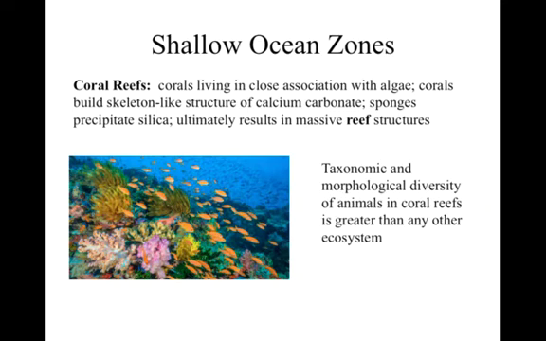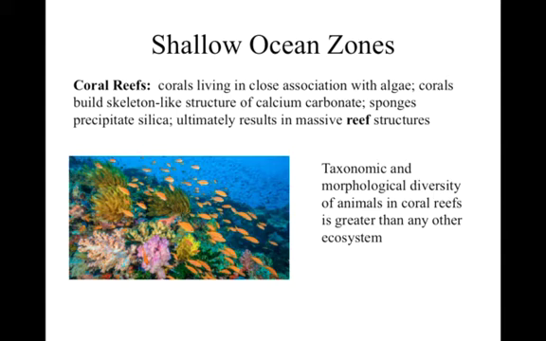Another type of shallow ocean zone is the coral reefs. Hopefully these last through your lifetime. Corals tend to live in close association with algae, and they build skeleton-like structures of calcium carbonate. Then sponges precipitate silica, and ultimately this results in a massive reef that then provides a lot of habitat for other organisms like all the fish, eels, sharks, everything like that.